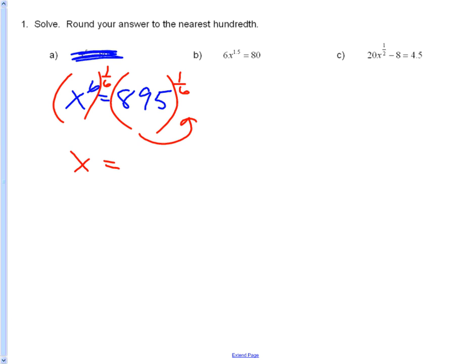But what do you have to remember? Plus or minus, because we did a square root, kind of, except it's an even root. If this has an even root like this, you got to remember the plus minus.